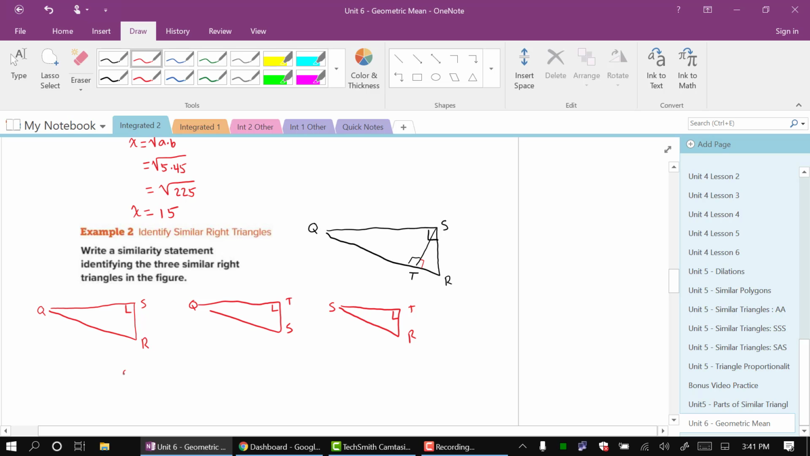So by theorem 3.1, triangle STR is similar to triangle QTS is similar to triangle QSR.